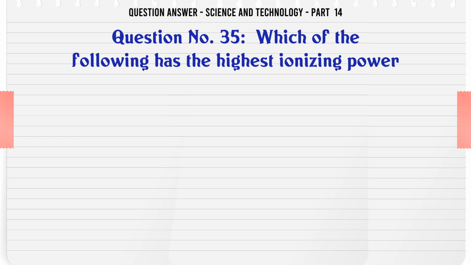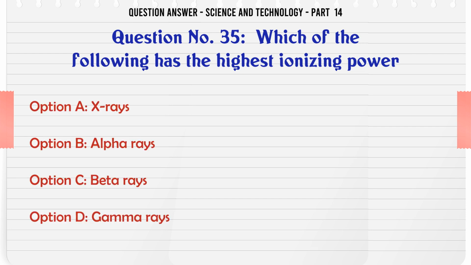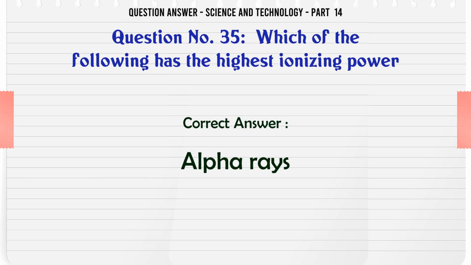Which of the following has the highest ionizing power? A. X-rays. B. Alpha rays. C. Beta rays. D. Gamma rays. The correct answer is alpha rays.